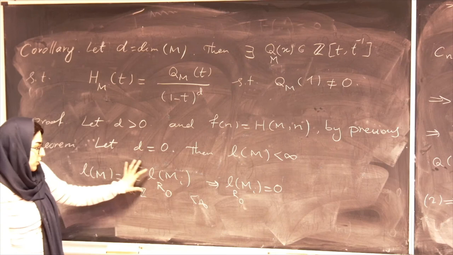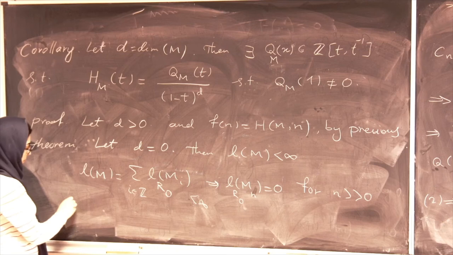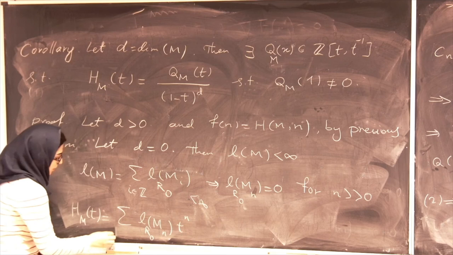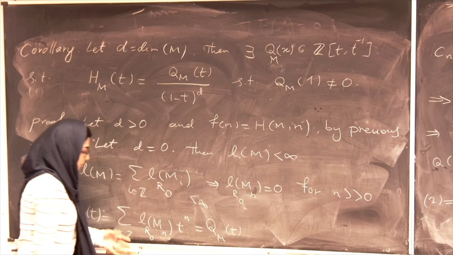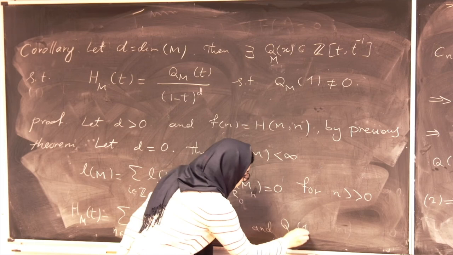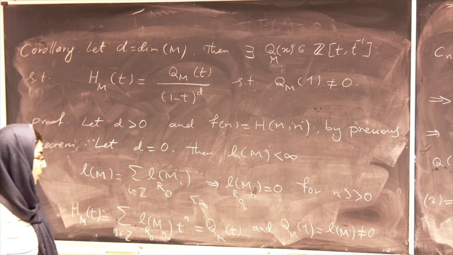So for large n, the length is zero, and so the Hilbert series is just the sum of the lengths of M_n by definition. So we only have finitely many terms, and we put this exactly to be Q_M(T), because this is in fact a polynomial. So what is Q_M(1) in this case? It's just the sum of the lengths, which is the length of the module. And when our module is non-zero, of course the length is non-zero. So in any case, we have such a description for the Hilbert series of M.